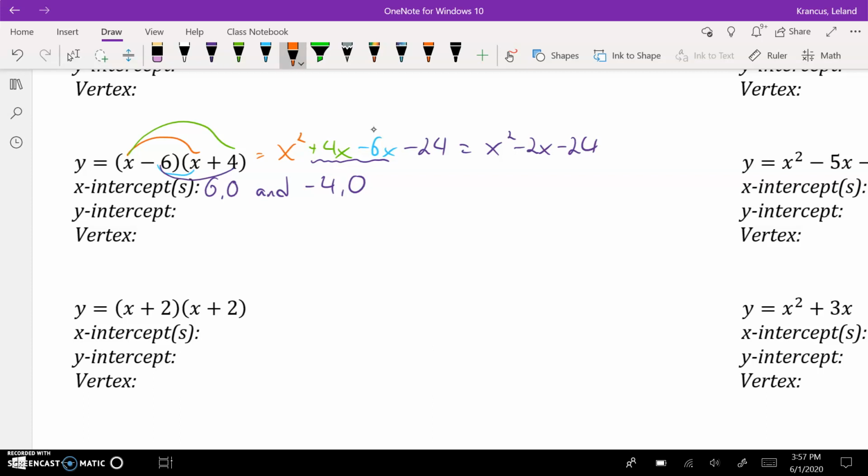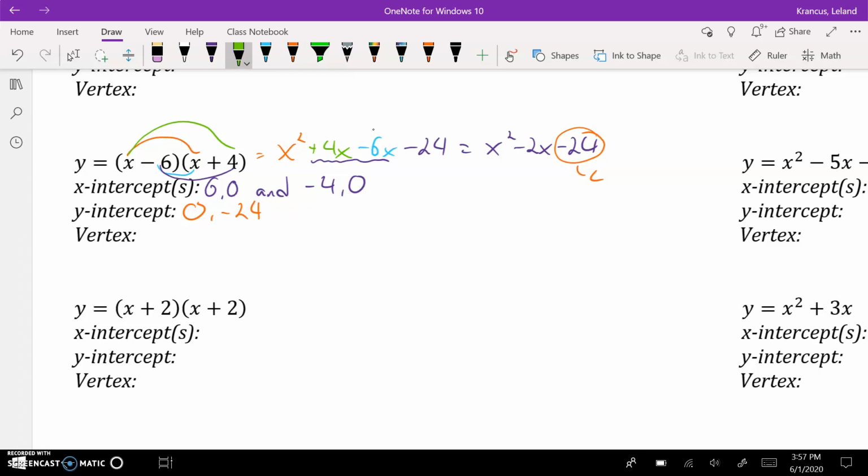So remember, now we know that if in this form x is 0, y will equal negative 24. That's your c value or your y-intercept. So your y-intercept is going to be 0, negative 24.